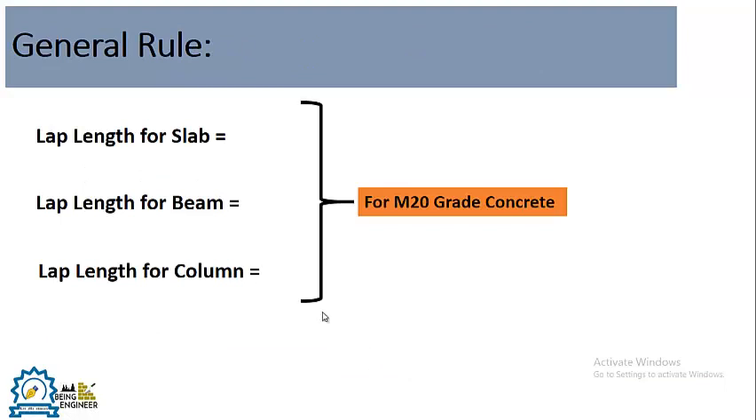The lapping length for slab should be 60 times the diameter of the bar. The lapping length for beam should be the same as that of slab, and the lap length for column should be 45D for M20 grade concrete.